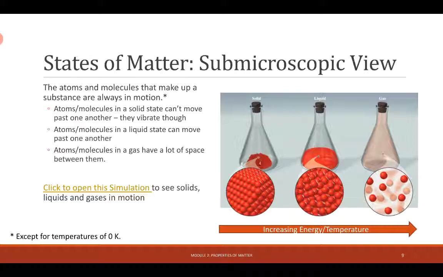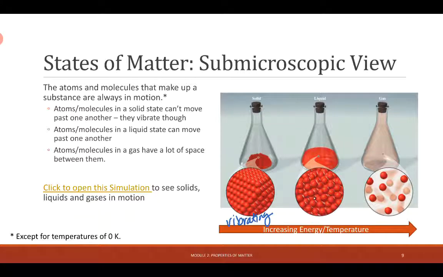So if you look at the atoms in that solid, you can see that they're in very nicely arranged patterns, and that's a more crystalline solid where they're arranged in a very nice way, but they can't move past one another. Even though it looks really rigid, they are vibrating. But they just can't move past one another. They are still moving though. Atoms and molecules are always in motion.